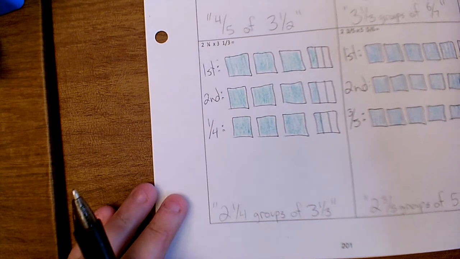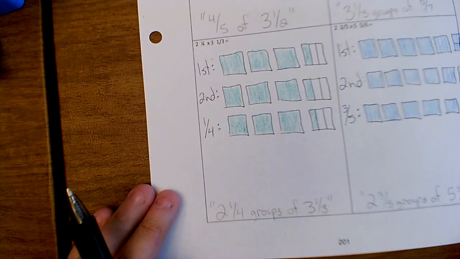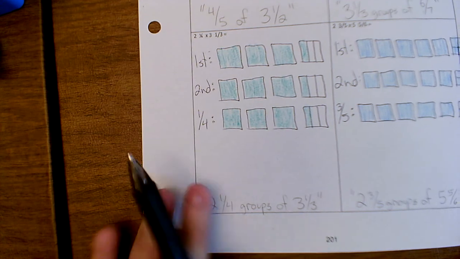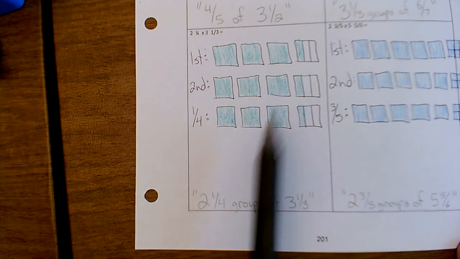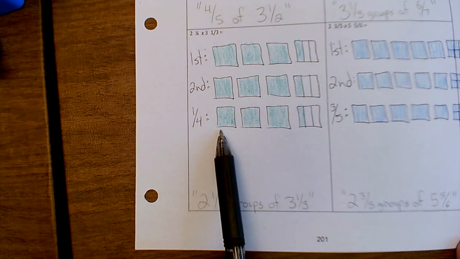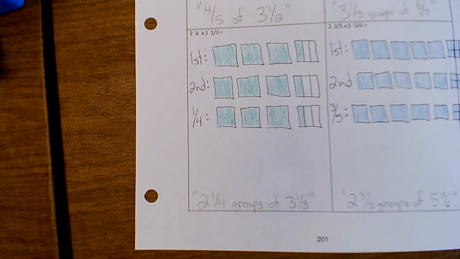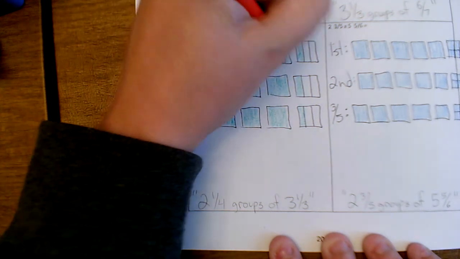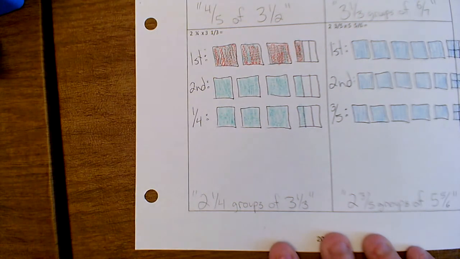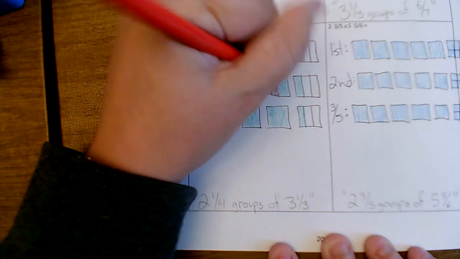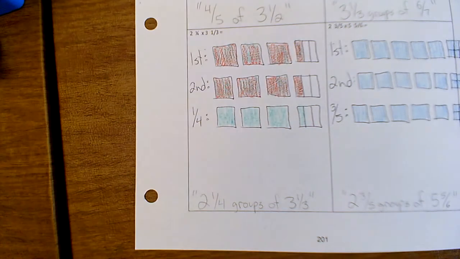The next one, so 2 1/4 times 3 1/3. So that means we need 2 1/4 groups of 3 1/3. So again, I've already drawn out what 3 1/3 will look like. So we need one full group of 3 1/3, a second full group of 3 1/3, and then 1/4 of another 3 1/3. So we need, again, one full group of 3 1/3. So we're taking all of that. We need a second full group of 3 1/3, which is that much.